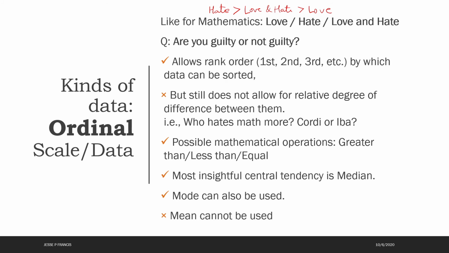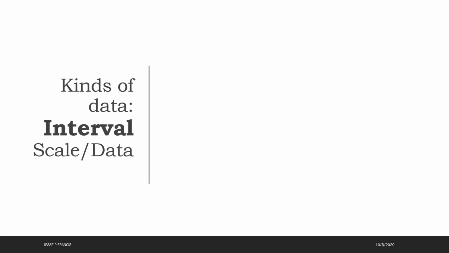So nominal scale had only labels. They were not comparable except to check if they are equal. Ordinal scale, they have a rank, but we don't know the degree at which they differ. To fix this issue, you have something called interval scale.